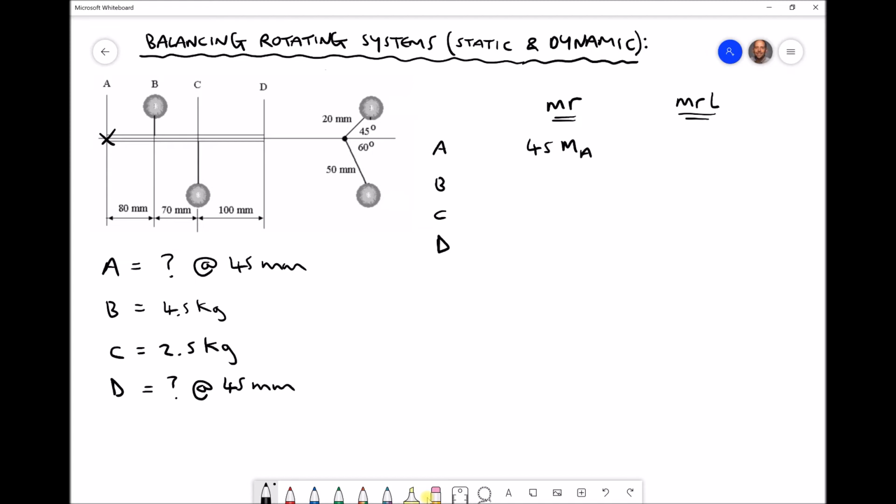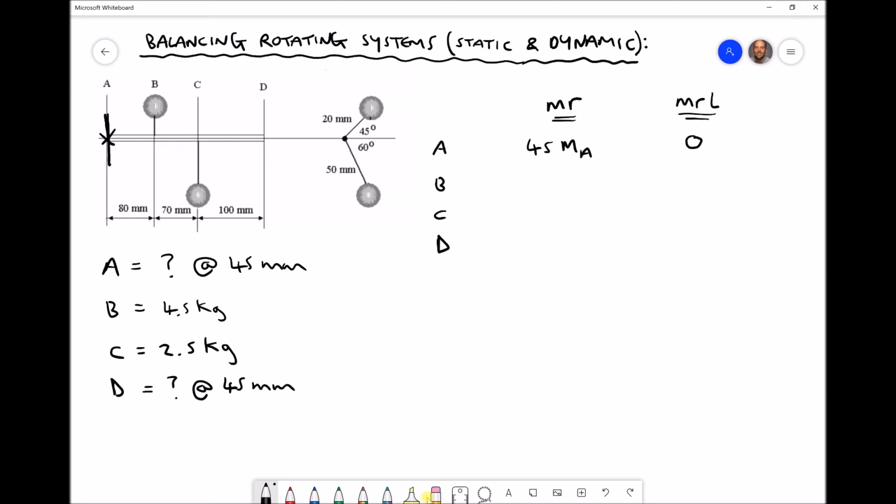Now, this is the reason why this approach is useful, is because when we move to the next column for mass A, we have M times R times L, where L is the position from point A. Well, we've already said that we're going to be placing mass A somewhere in plane A, therefore that length L is going to be 0, meaning M times R times L for mass A is going to be 0. When we come to construct the MRL vector diagram, mass A will not need to be represented because its magnitude is 0.